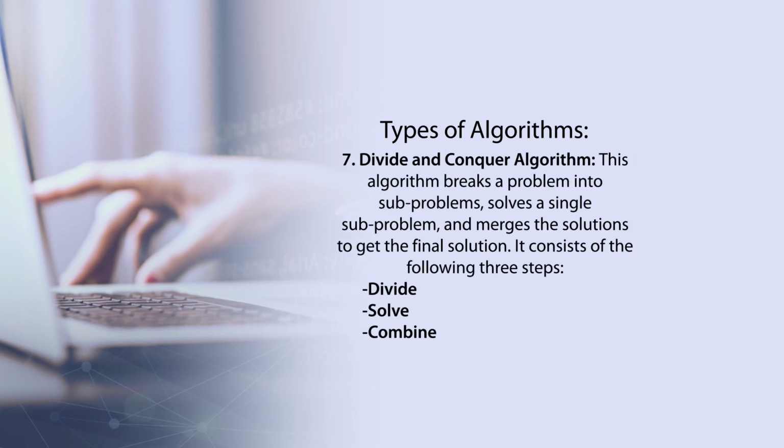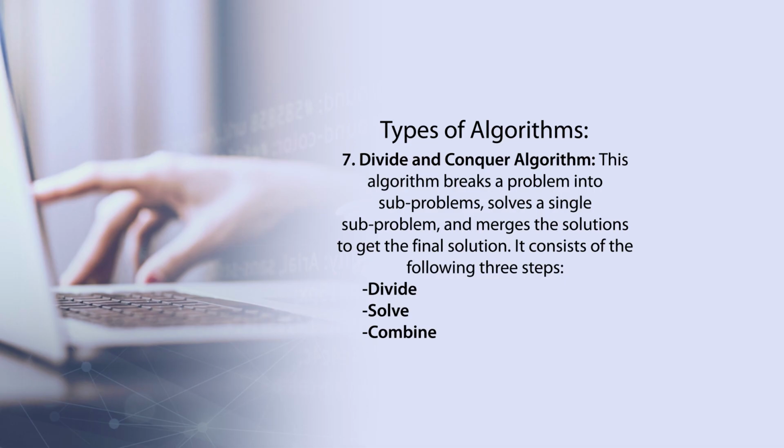Divide and conquer algorithm, this algorithm breaks a problem into sub problems, solves each sub problem and merges the solutions to get the final solution. It consists of the following three steps. First, divide the problem. Divide till the problem size is like 1 or 2, and solve that problem size, and combine after solving the lowest problem size, and at each step we combine the solutions, and finally we get the solution of the problem.